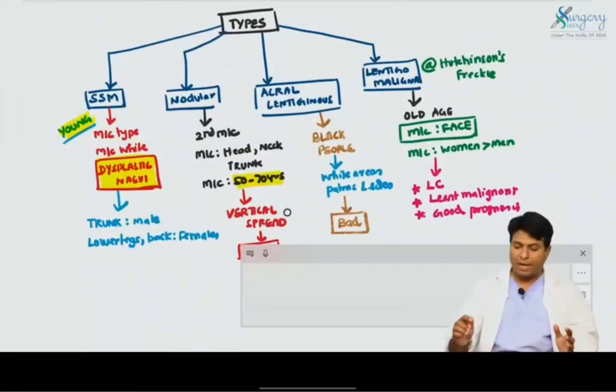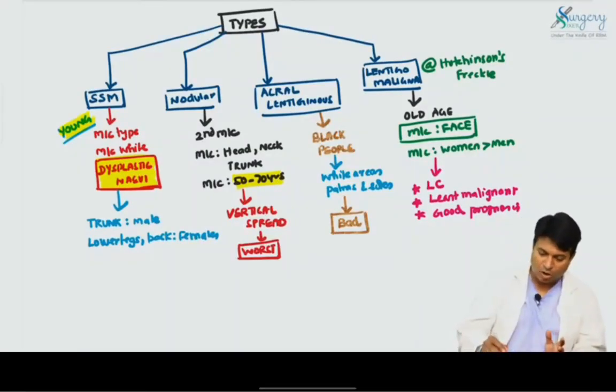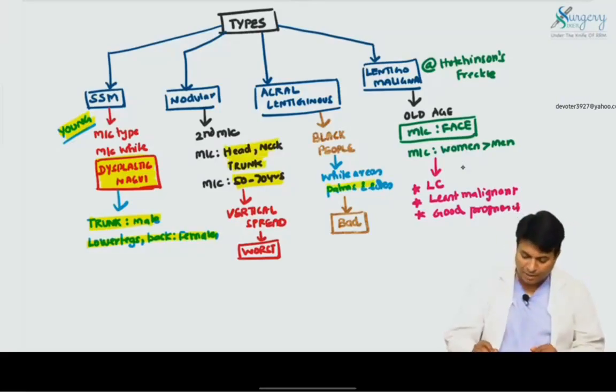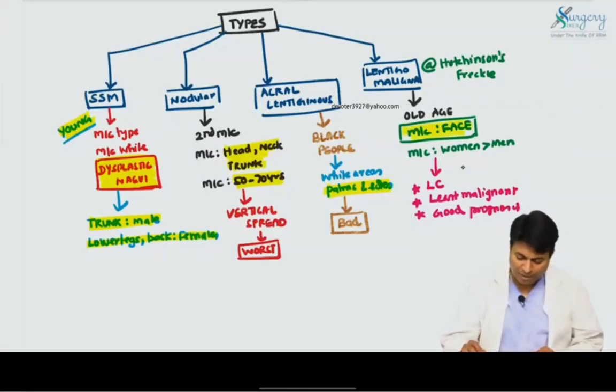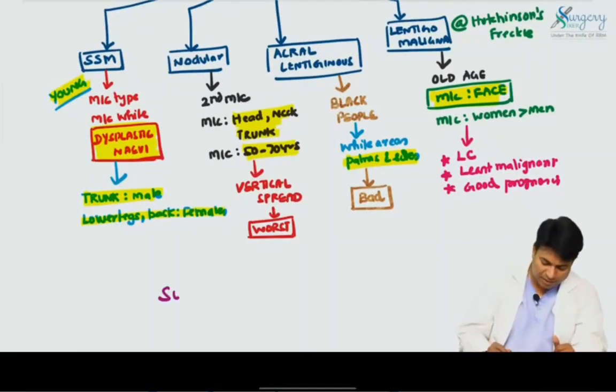So the types of melanomas, the four important melanomas, I want you to remember. Superficial spreading type is very common. It arises from long-standing dysplastic nevi. It is common on the trunk in males and lower legs in females. Nodular melanoma is common in head and neck and trunk. Acral lentiginous melanoma is common in palms and soles. Lentigo maligna melanoma is common on the face. And luckily, lentigo maligna melanoma is the least common type. There are some more types, like subungual melanoma.